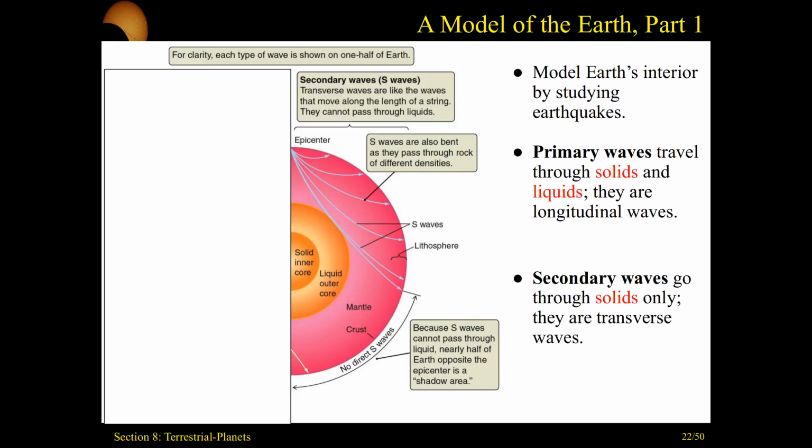And so what happens is that if there is a liquid core, then measuring from the epicenter, there will be this large shadow where there just will be no S waves detected. And this gives you another useful tool of comparing, hey, if there was an earthquake here, where do the S waves get cut off? And that also helps you measure how big this liquid core is.